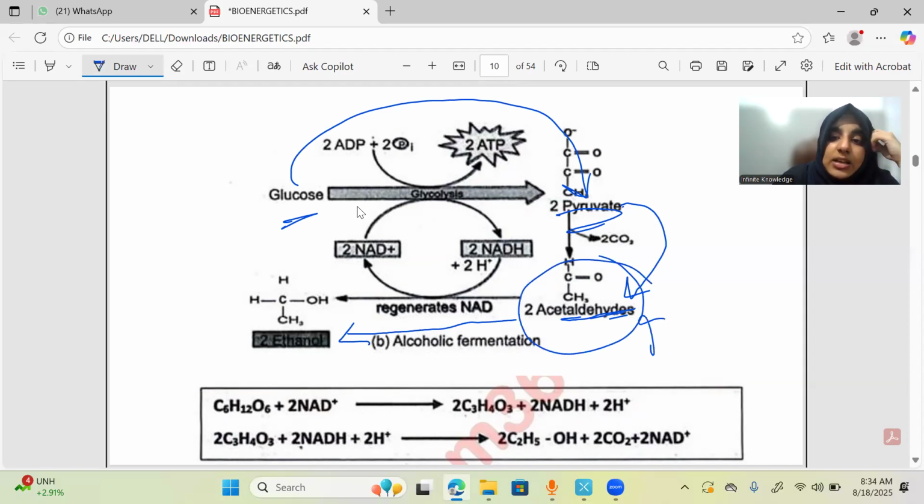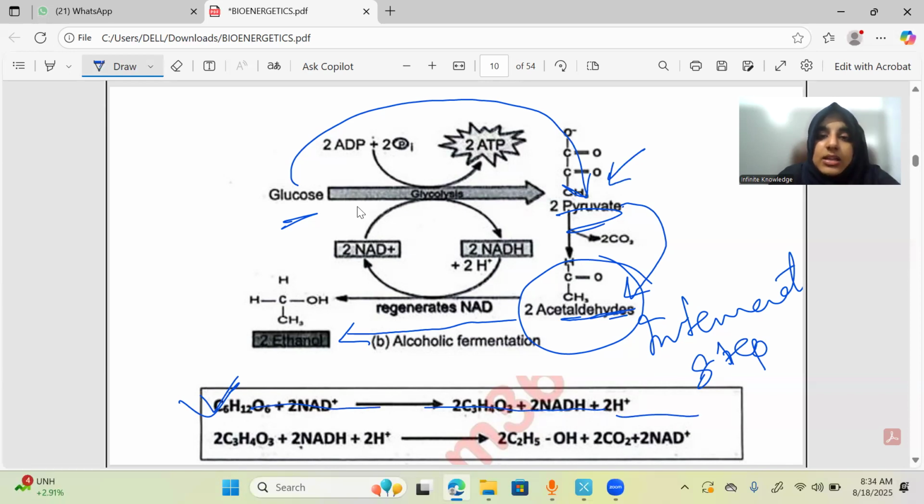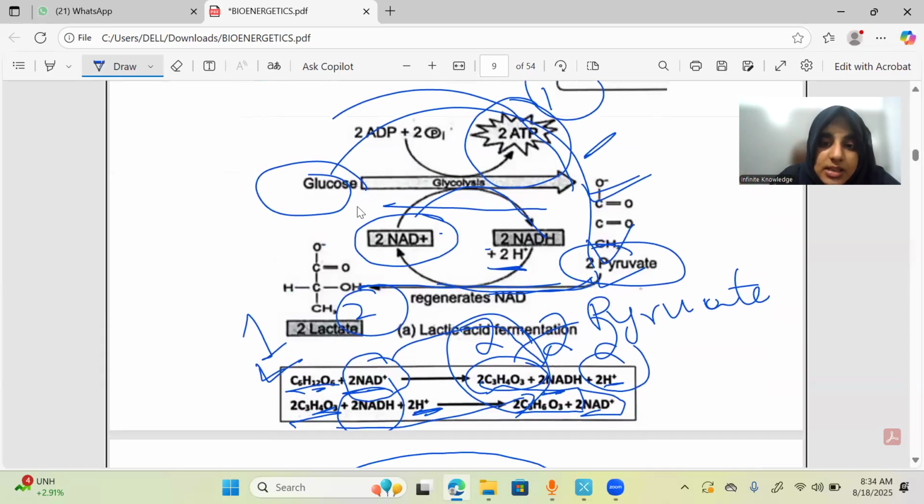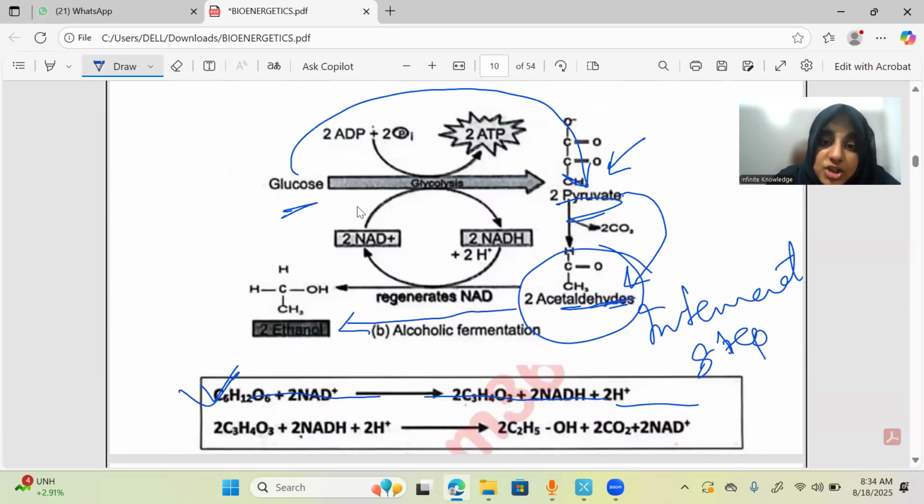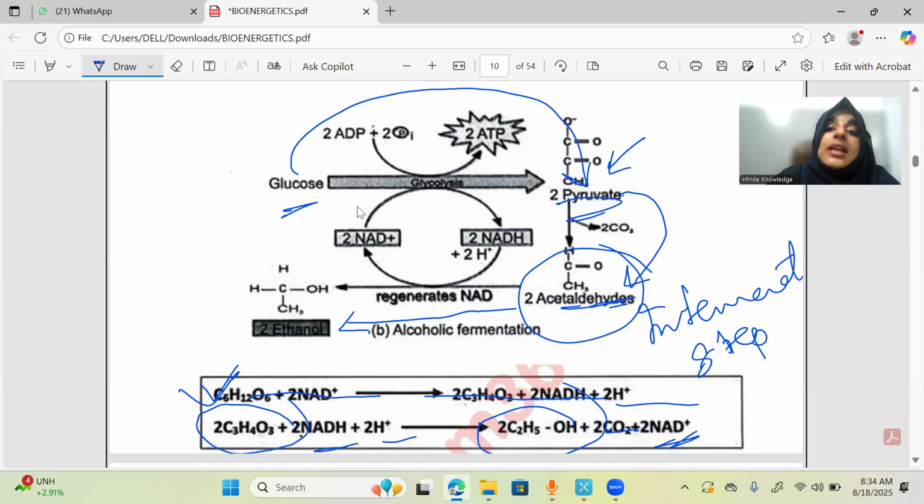So in order to summarize the reaction, we have skipped this intermediate step. They have just written this step number 1, where glucose is converted into pyruvate, and this is the same as the step given in the previous one. Reaction number 1 is the same in both alcohol and lactic acid fermentation, but reaction number 2 is different. Why? Because here pyruvate is converted with the help of NADH and H positive into ethanol, not lactic acid. Ethanol, carbon dioxide, and 2 NAD. And this is a reversible reaction.